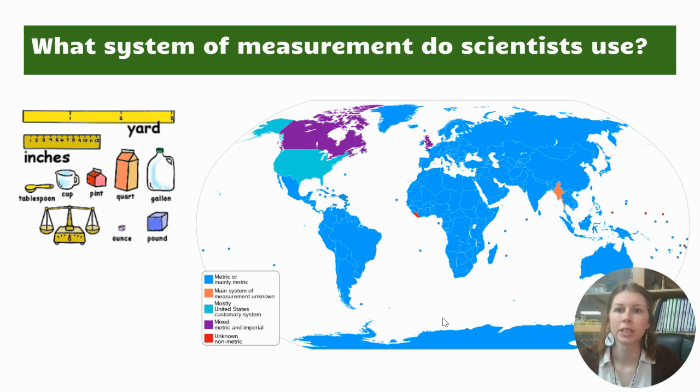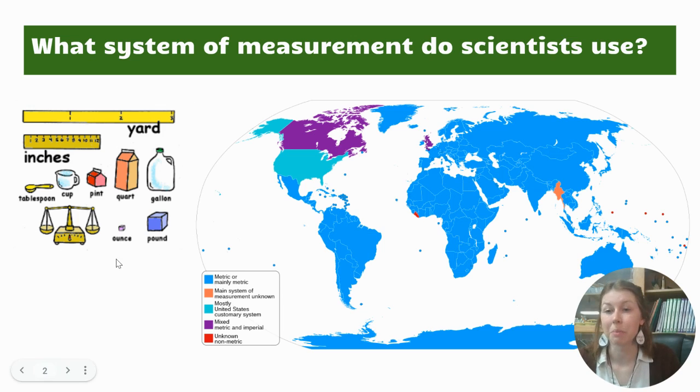Okay, so what system of measurement do scientists use? This is a map of the world, and here is a breakdown of the different major measurement systems. And so here you could see the blue is the metric system, metric or mainly metric. So most of the world uses the metric system. The United States, we use the United States customary system, and it's us all by ourselves.